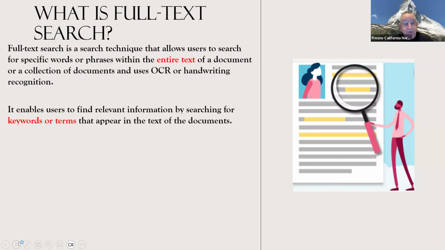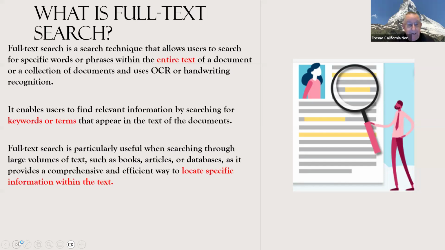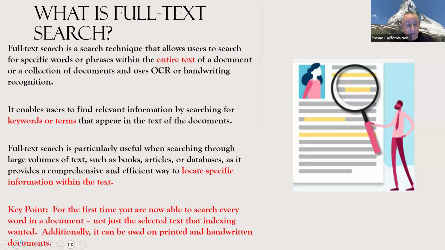This enables users to find relevant information by searching for keywords or terms. You don't have to just focus on names, dates, and places. You can use other words and terms to help you find what you're looking for. And it allows you to locate specific information within the text, things that might have been hidden, might have been overlooked in other indexing projects will now be able to come up. You'll be able to search large volumes of text with one search.